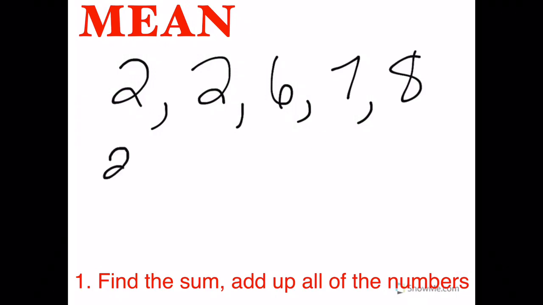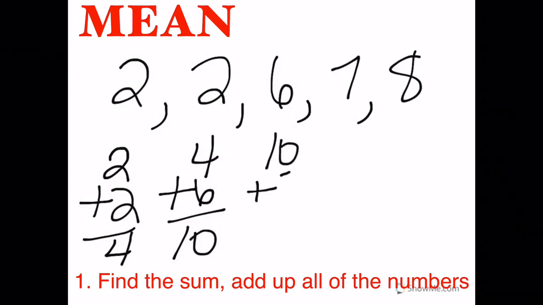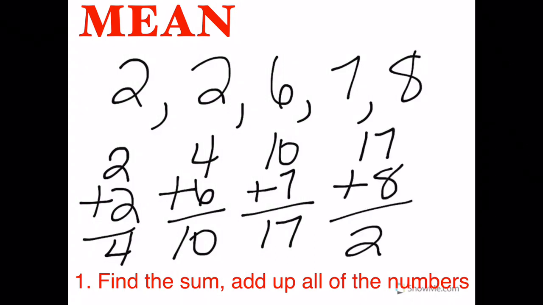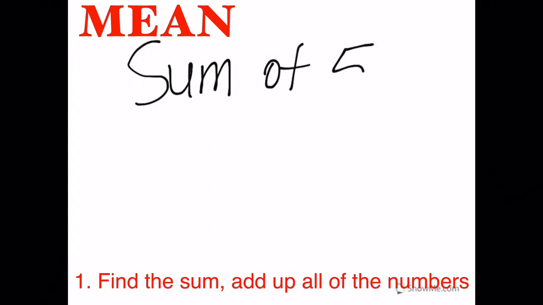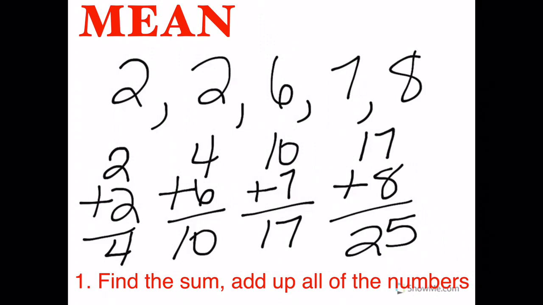So I'm going to start adding 2 plus 2. That is 4. Then I'm going to add that 4 to 6. Gives me 10. I'm then going to add that 10 to 7, which is going to give me 17. And lastly, I'm going to add 17 to 8, which is going to give me a total of 25. So the sum of 5 numbers is 25.